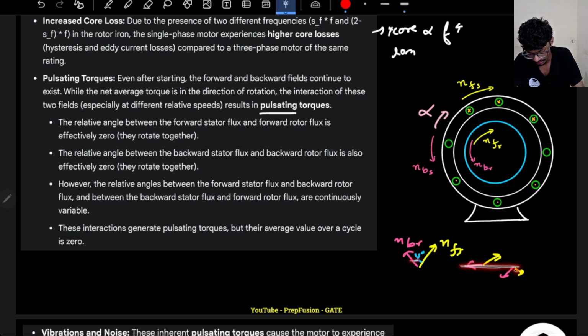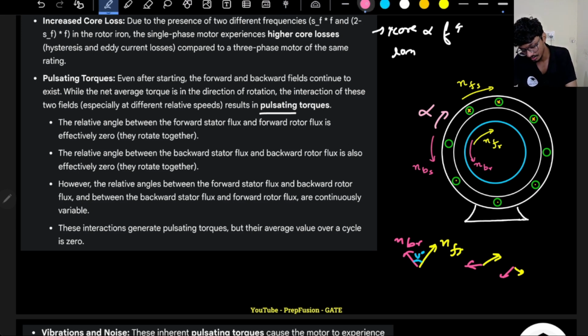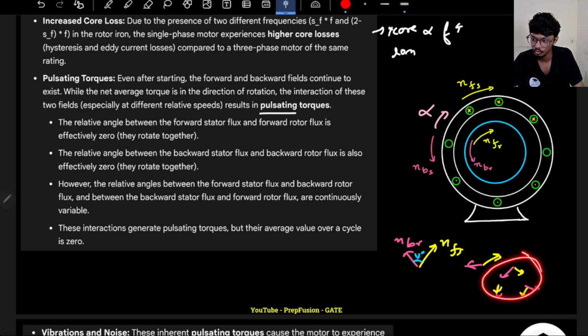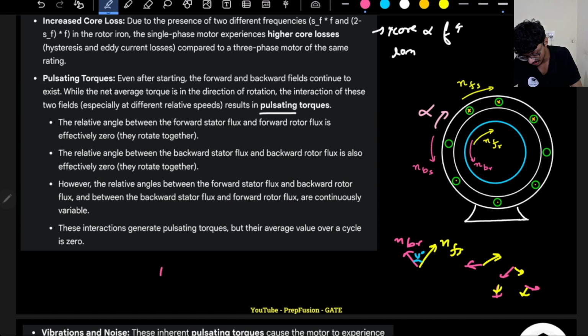Initially the angle was increasing, then it became 180 at maximum, then it will reduce, and the torque produced will be opposite. So it is reducing. Again at a certain point both of them will be in the same phase, and then again the angle will increase. Overall, the average angle is 0, so the average torque due to this will be 0.